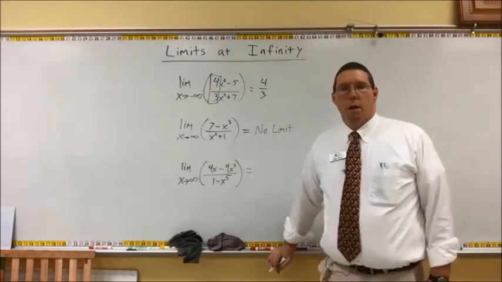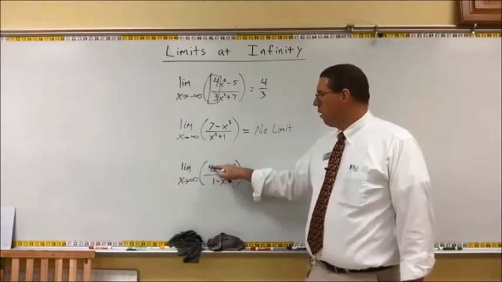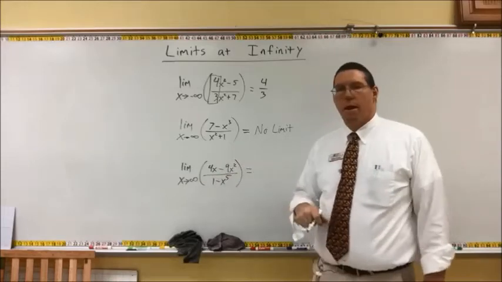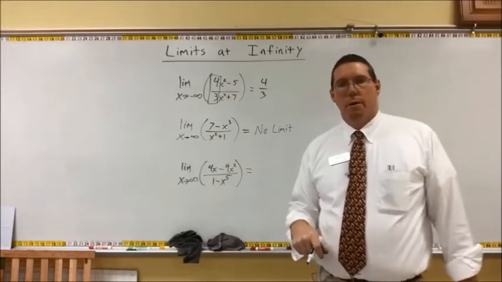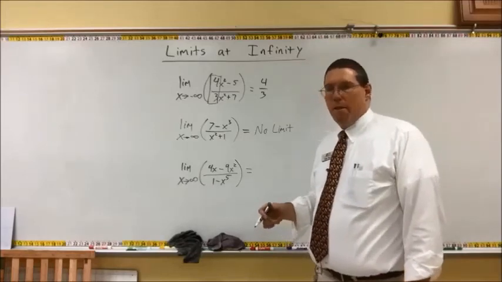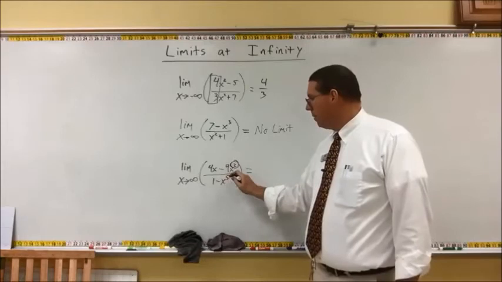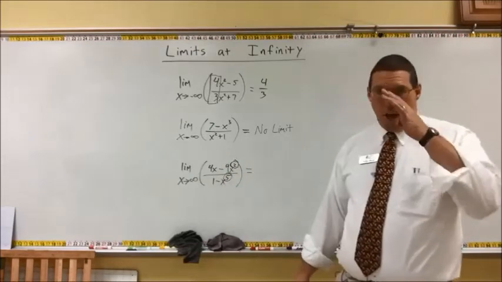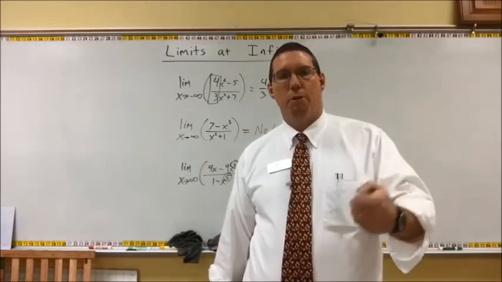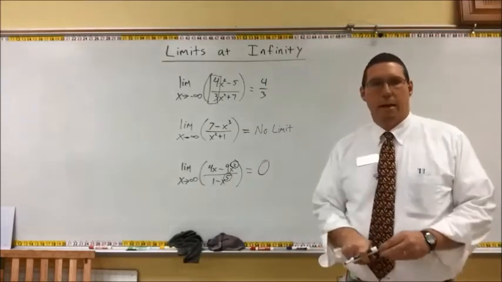Let's try a third one. We've got the limit as x approaches infinity of 4x minus 9x squared over 1 minus x to the 5th power. Now again, it doesn't matter what order they're in. It just matters what's the highest power. The highest power in the numerator is 2. The highest power in the denominator is 5. And because the highest power in the denominator is larger than the highest power in the numerator, the answer is going to be 0. And that is the limit at infinity.